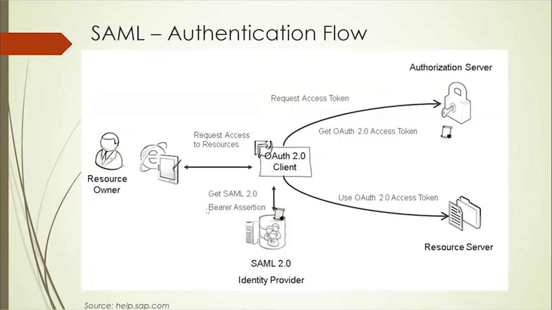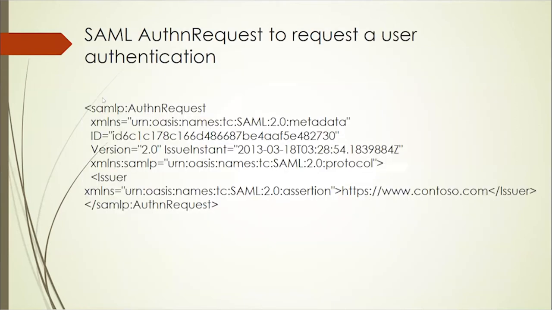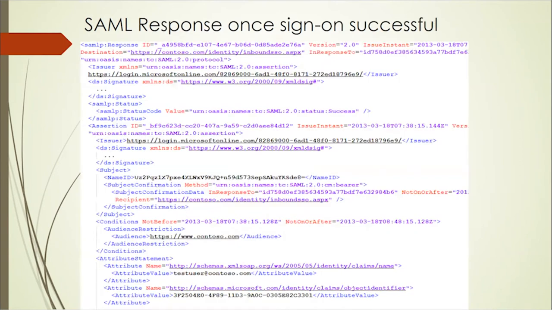So this is one of the requests, what we call, okay. I talk about the user request, and then it will be sent to the identity provider. That is the XML format to request a user to authenticate. So we normally say it's an auth request. So it's for authentication.